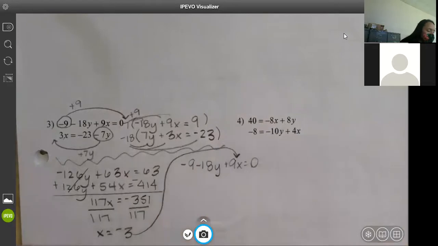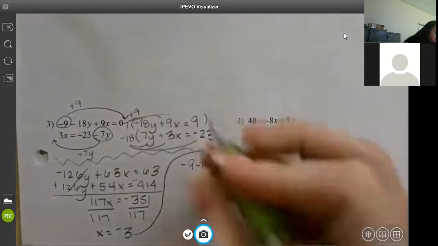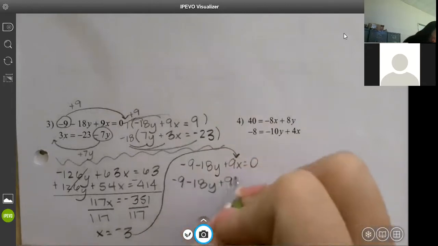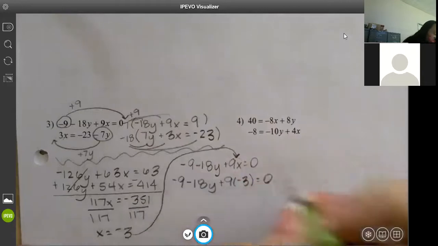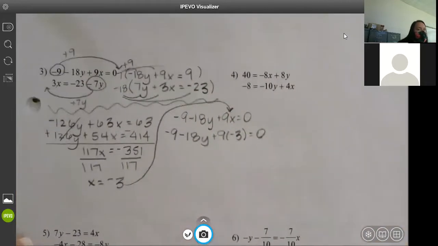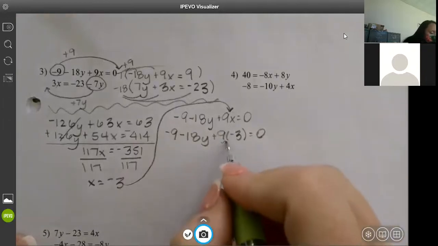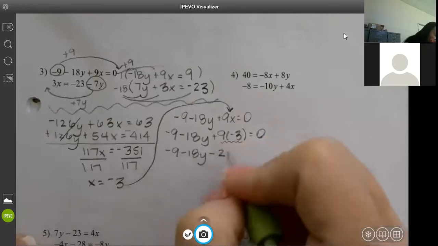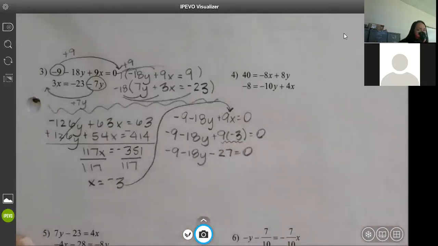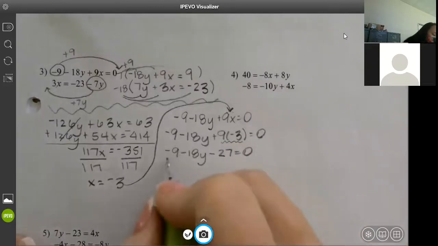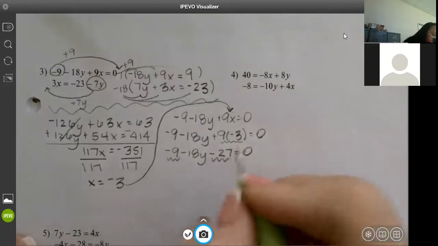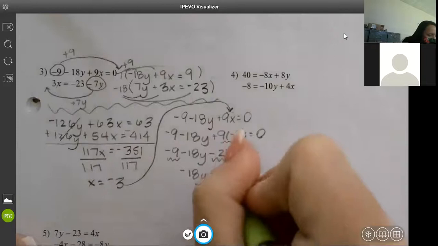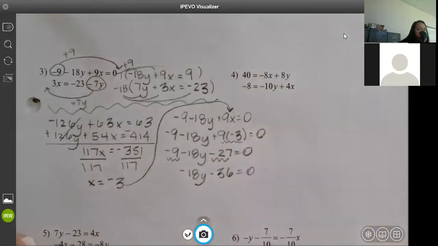And remember what you're plugging in for. This is x, so it's going to go in for x. So negative 9 minus 18y plus 9 times negative 3 equals 0. Clean this up: negative 9 minus 18y minus 27 equals 0. Add your like terms, negative 9 minus 27. We get negative 18y minus 36 equals 0.